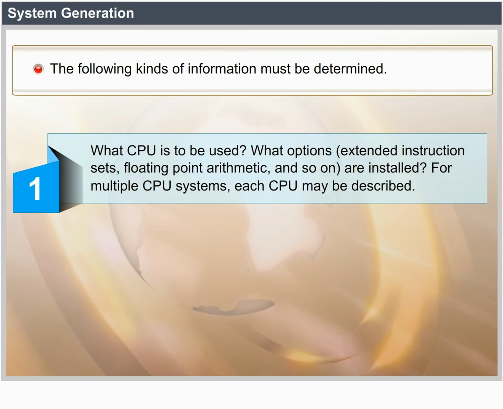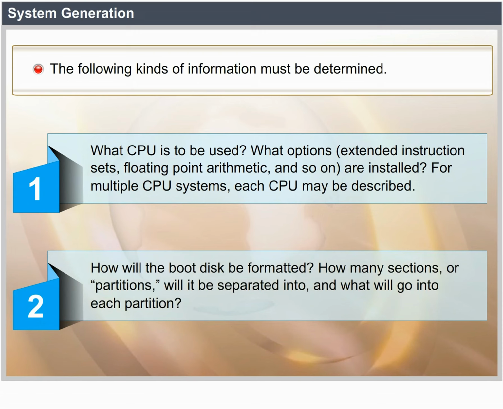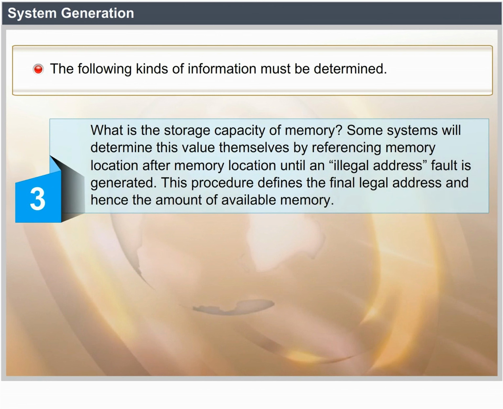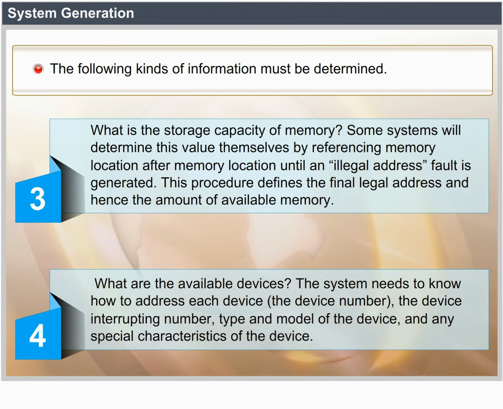How will the boot disk be formatted? How many sections or partitions will it be separated into, and what will go into each partition? How much memory is available? Some systems will determine this value themselves by referencing memory location after memory location until an illegal address fault is generated. This procedure defines the final legal address and hence the amount of available memory. What devices are available? The system will need to know how to address each device, the device number, the device interrupt number, the device's type and model, and any special device characteristics.